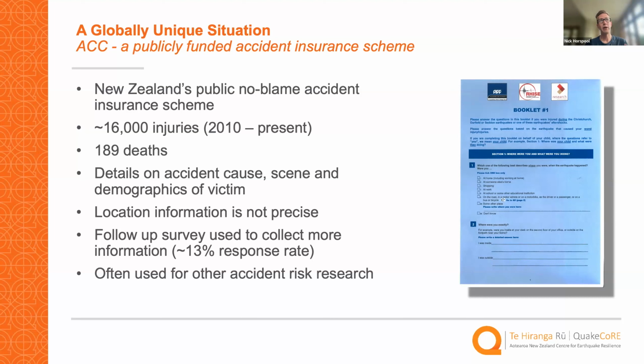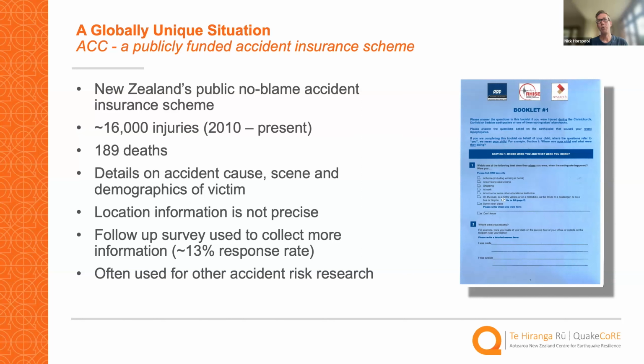Now, from those 8 earthquakes that I discussed earlier, there's been around 16,000 injuries that have been reported and 189 deaths. So the ACC data has some very high level information on where people were and what happened. If you've ever hurt yourself skiing or fallen off your bike, you'll know that the information is often a free field response. So when you describe what happened, you could say fell off bike, or you could say I was riding down a hill and fell off my bike after I hit a rock. So some of the information is useful for data analysis, but it doesn't really give us high level insights.